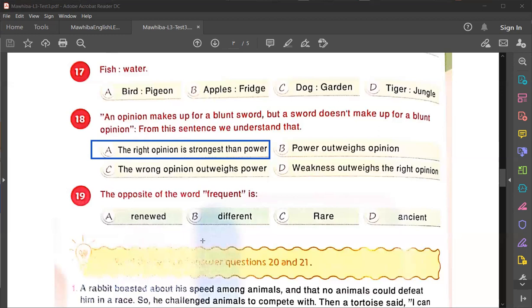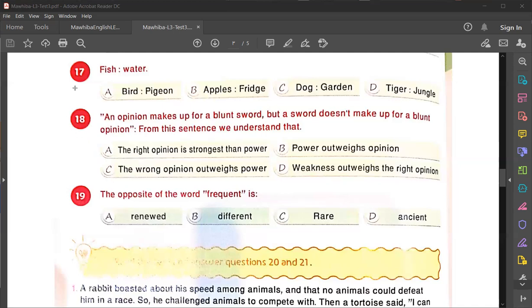Number 19. The opposite of the word frequent, it is what? What is the opposite of frequent? Yes, yes. The answer is C, right. The answer is C. It is rare. Frequent means you repeat more times. Rare means it does not repeat. Right, good.